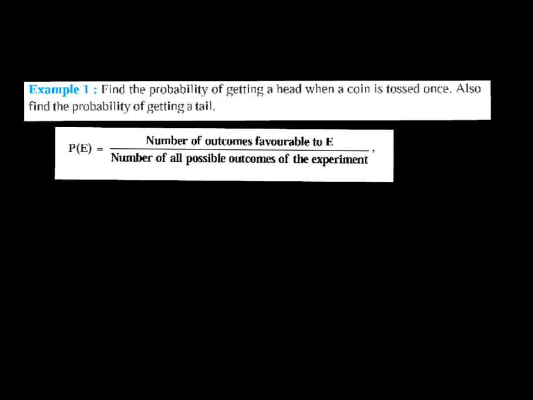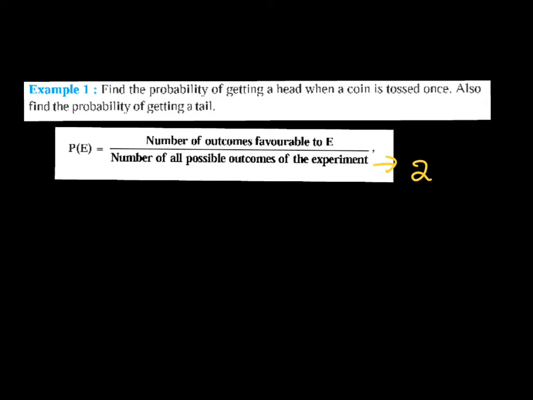Let's try this example. Find the probability of getting a head when a coin is tossed once. Also, find the probability of getting a tail. Now we know that the formula is number of outcomes favorable to the event E divided by the number of all possible outcomes of the experiment. Now when we toss a coin, what are the possible outcomes? How many outcomes do you have? Either it could be a head or it could be a tail. So the total number of possible outcomes when you toss a coin is 2.